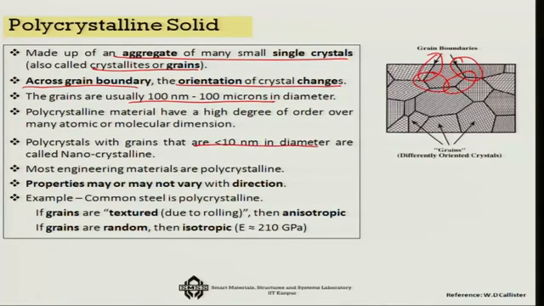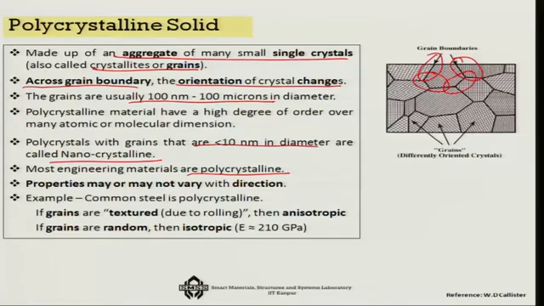If they are in that diameter range, they are actually known as nanocrystalline materials. So, they can be nanocrystalline or microcrystalline or even in the macro range. Now, most of the engineering materials are polycrystalline in nature, and their properties may or may not vary with the direction. Why? Because the crystals are going to give anisotropy.